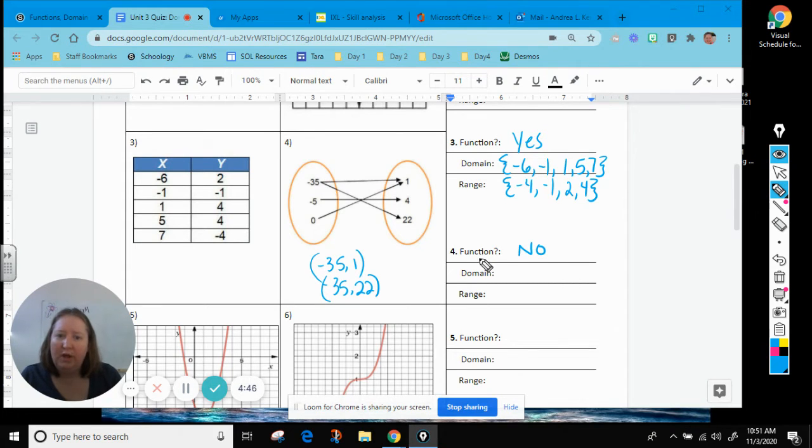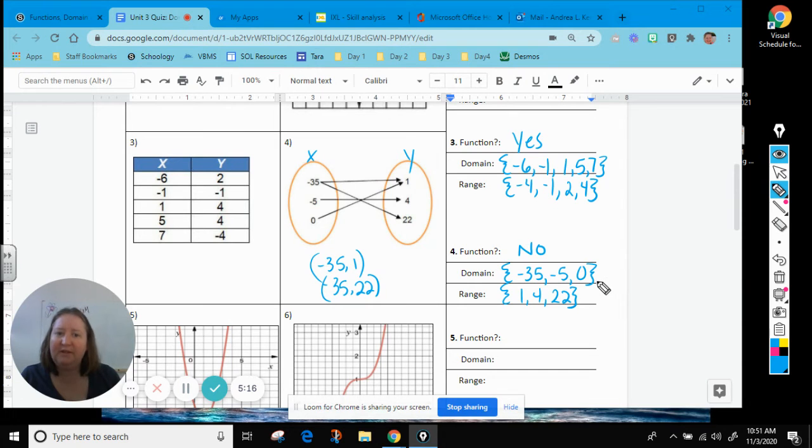Now, luckily for me, my domain is already written for me. You don't repeat repeaters when you do a mapping. And I have them already in least to greatest order. So I just have to copy and paste what was already in the X. I call this X island, and this is Y island for a mapping. So what's in Y island? 1, 4, and 22. Again, curly brackets.